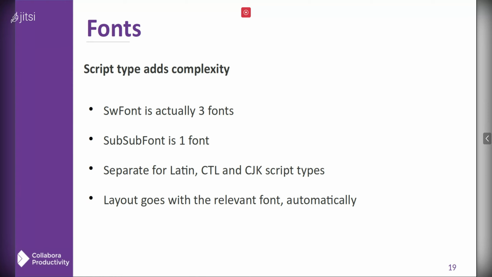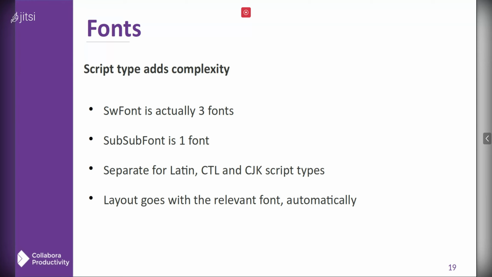Which means that at the VCL level in the toolkit, you have just a font, but the writer equivalent for that is this SW subfont. And then there is the SW font, which is a wrapper around these 3 fonts, so that this complexity is hidden from you.